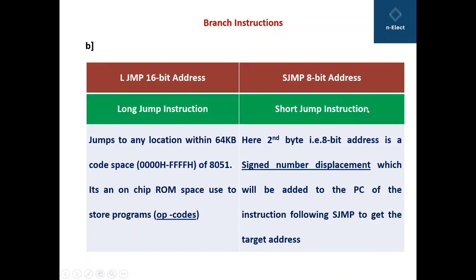While in the short jump instruction, the second byte, that is the 8-bit address mentioned here, is a signed number displacement which will be added to the program counter of the instruction following this SJMP to get the new address or target address.